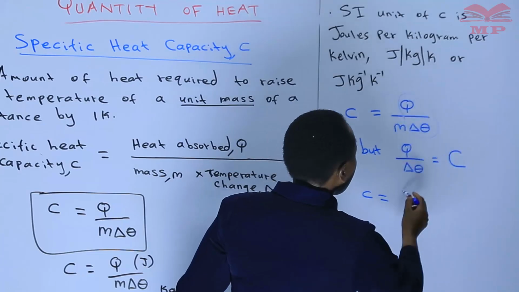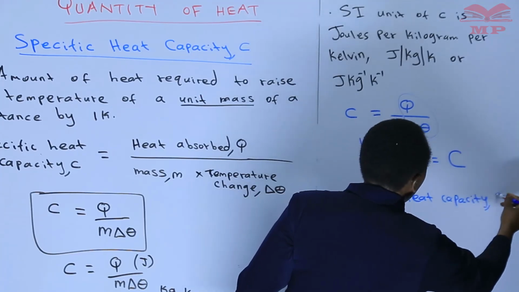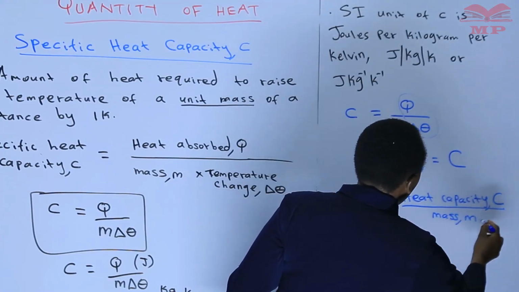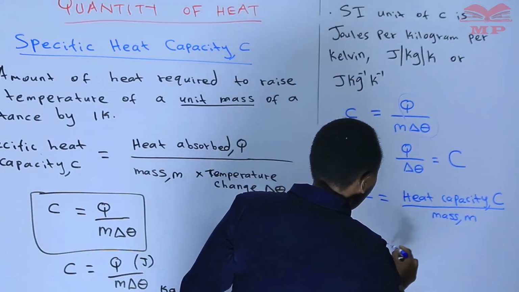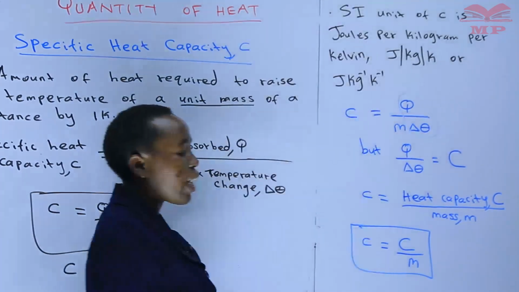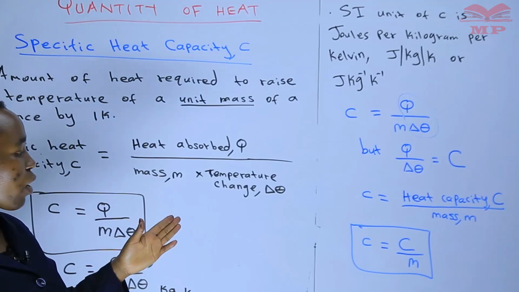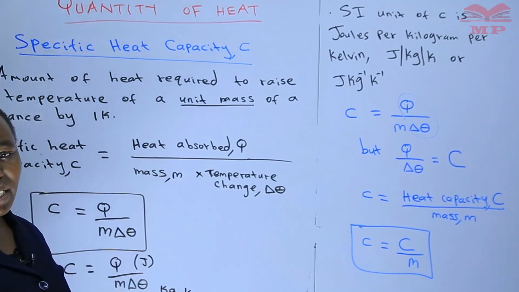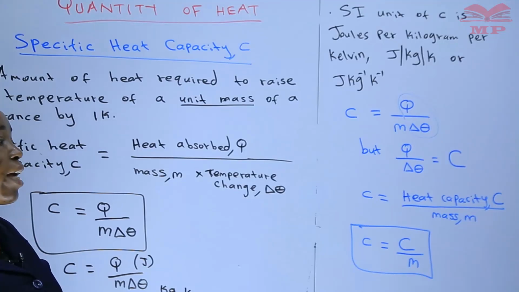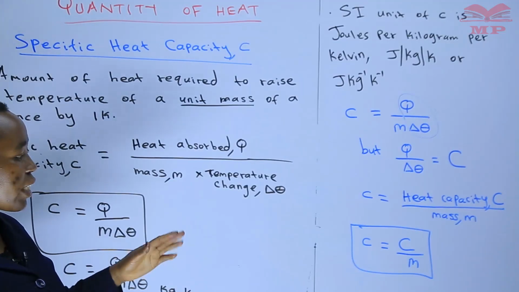So simply all of this is heat capacity, denoted by capital letter C, divided by mass, m. And therefore we can also say that specific heat capacity is given by heat capacity divided by mass. And that is another formula that we can use to calculate specific heat capacity when we have been given the heat capacity. So we can also say that specific heat capacity is heat capacity per unit mass. So that is it, and those are the two formulas that we are going to apply in calculation of the specific heat capacity or any other quantity related to the same.